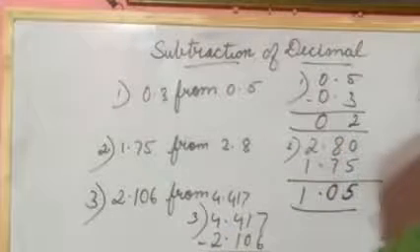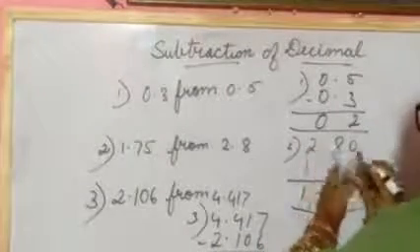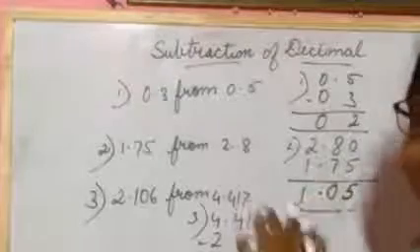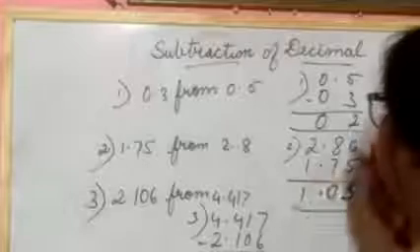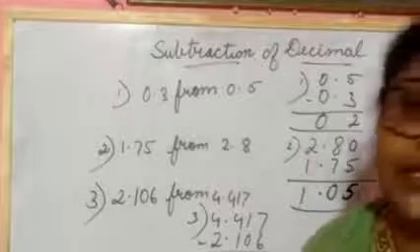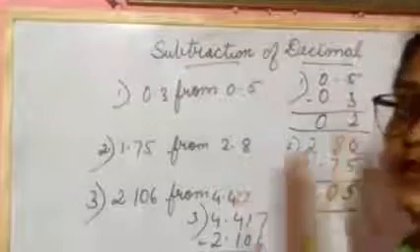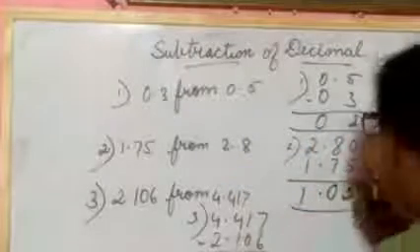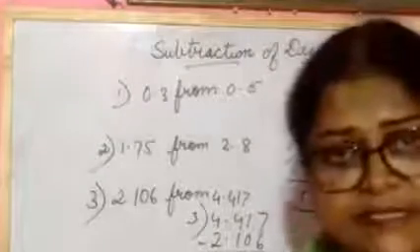So now you will arrange the numbers. We have written here 2.8 and 1.75. Okay. So we see that in the hundredths place there is nothing, so we will write 0 there. What will you put there? 0. Now you will start your subtraction from the right-hand side. Which place is that? You will start with the hundredths place.